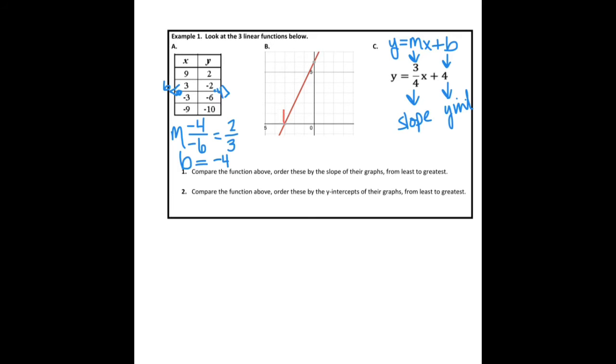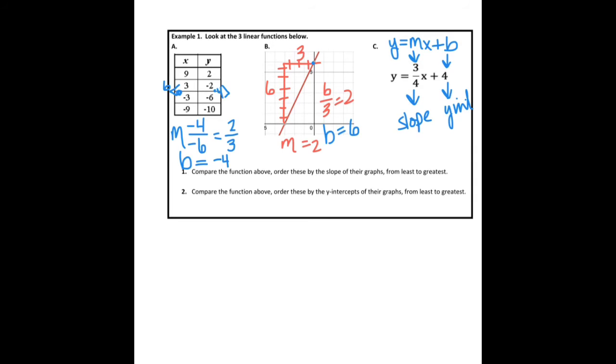I am just going to count my slope. It looks like I go up 1, 2, 3, 4, 5, 6, and I run to the right 1, 2, 3 units. 6 over 3 equals 2. So my slope is 2. And my y-intercept, I see that I cross the y-axis at 6.